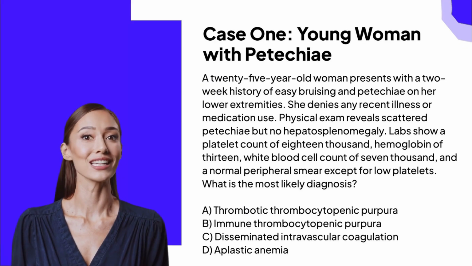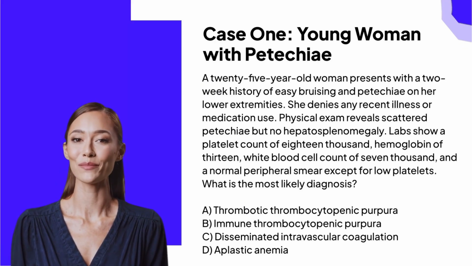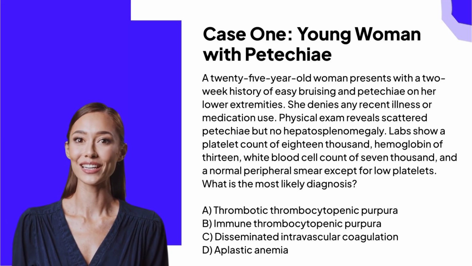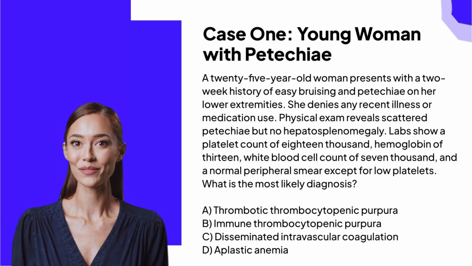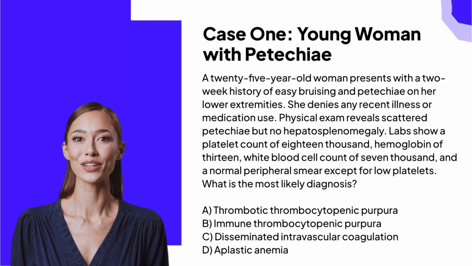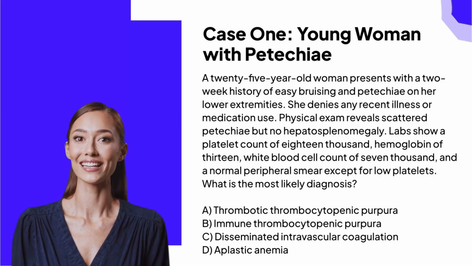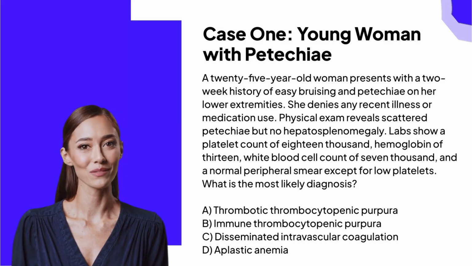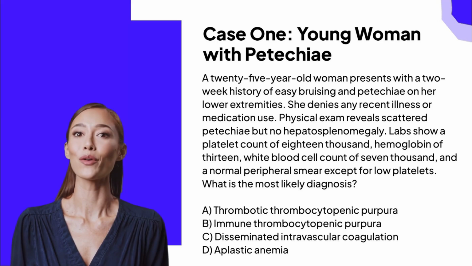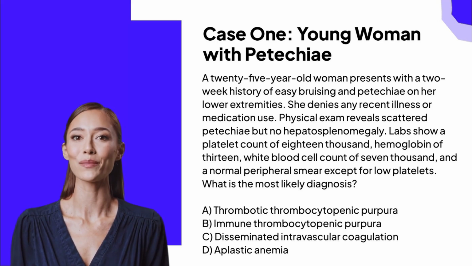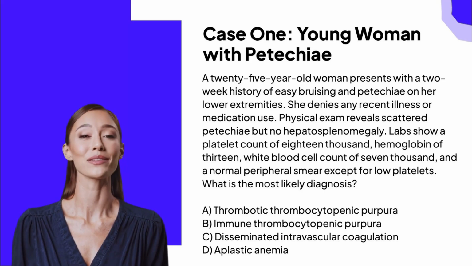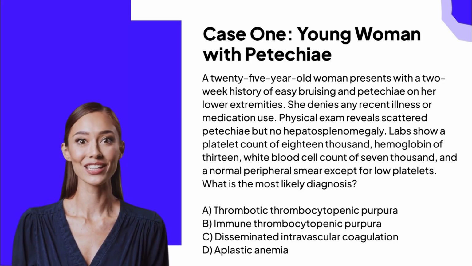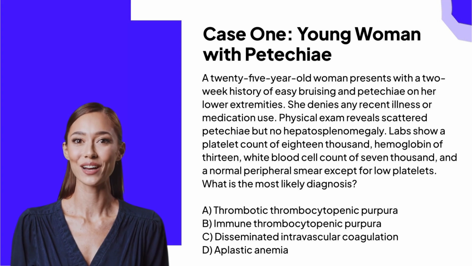Let us read through this case. A 25-year-old woman presents with 2 weeks of easy bruising and petechiae on her legs. No recent illness, no medications. On exam, she has petechiae but no enlarged liver or spleen. Her labs show severely low platelets at 18,000, but her hemoglobin and white blood cell count are completely normal. The peripheral smear is unremarkable except for the low platelet count. Before I reveal the answer, let us walk through this systematically. Take a moment and think about what stands out in this stem.